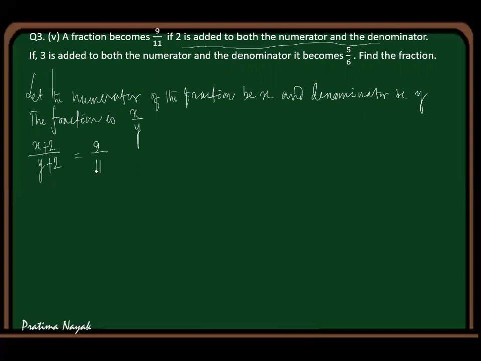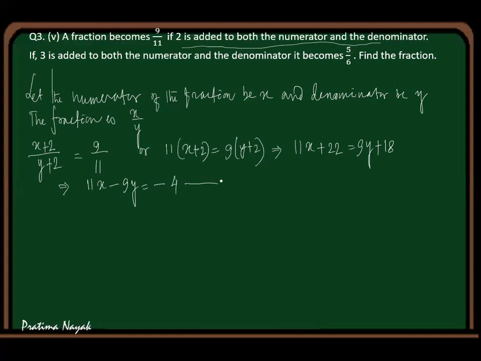How will I make it? I'll cross multiply. So 11 will be multiplied with x plus 2 and 9 will be multiplied with y plus 2. On simplification, I'll get 11x plus 22 is equal to 9y plus 18, or 11x minus 9y is equal to 18 minus 22, minus 4. This is equation 1.